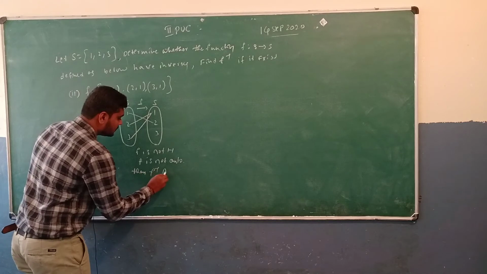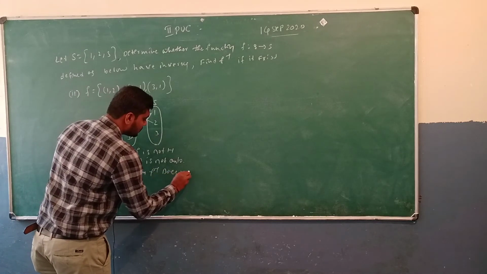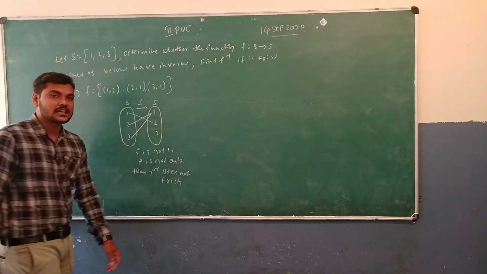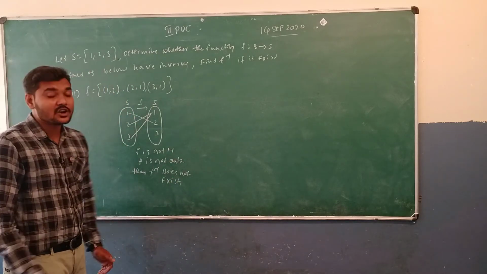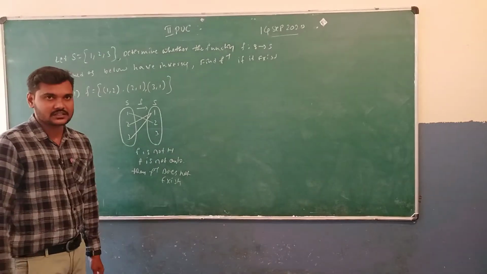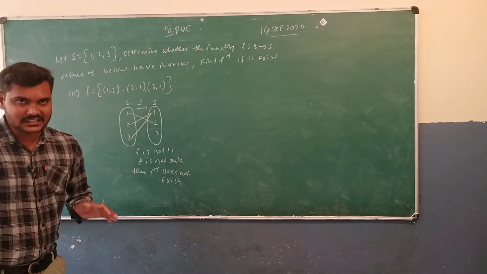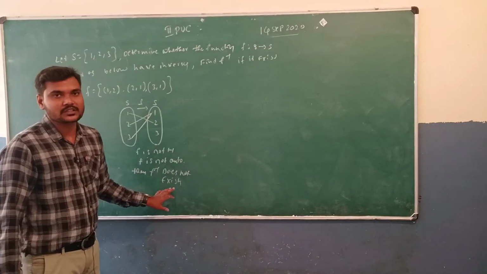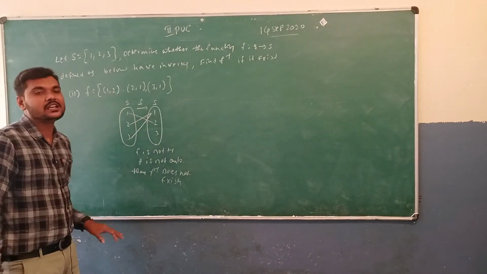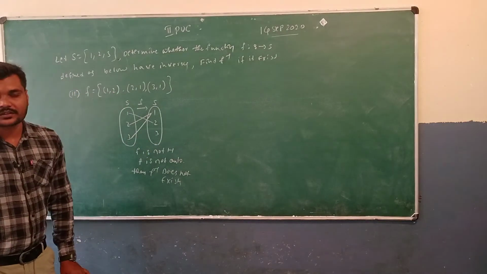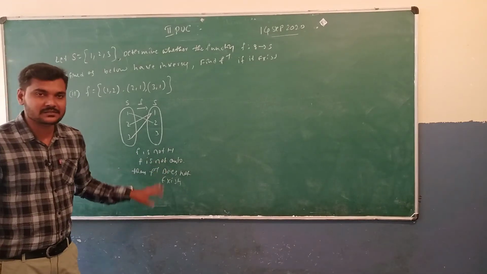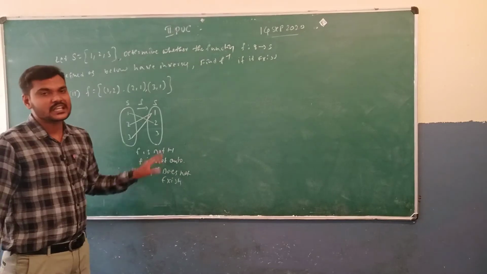Then f inverse does not exist, because the given function is not a bijective function. Only if it is a bijective function will the inverse exist. If it is not a bijective function, the inverse does not exist. Okay, so the given function is not a bijective function, so its inverse, f inverse, is not going to exist. For this function the inverse does not exist.